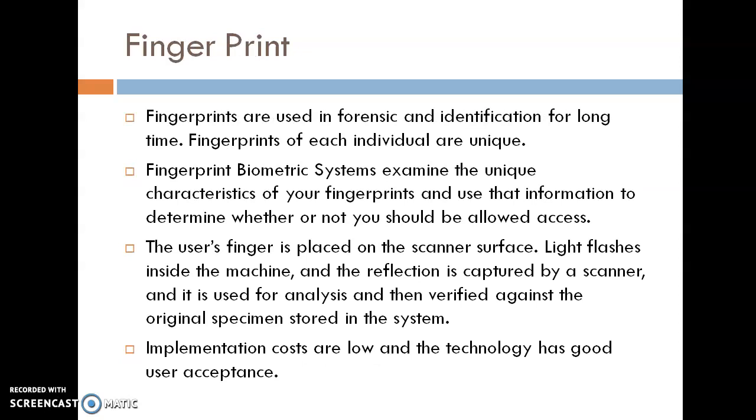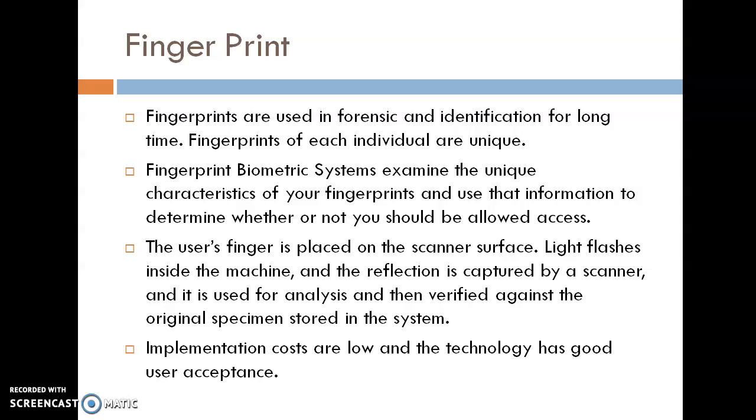Fingerprints. Nowadays, the fingerprint scanner is used very widely. Fingerprints have been used in forensics and identification for a long time. The fingerprint of each individual is unique. A fingerprint biometric system examines the unique characteristics of the fingerprint and uses that information to determine whether or not you should be allowed to access.